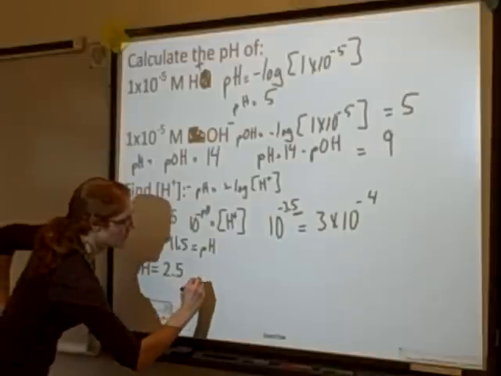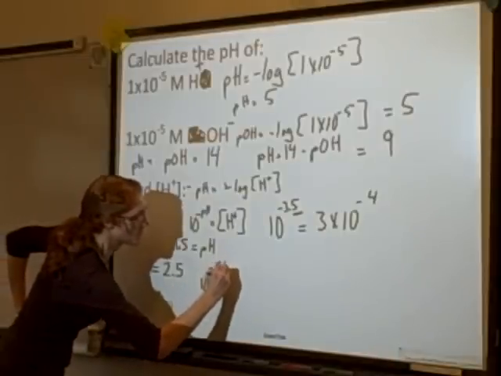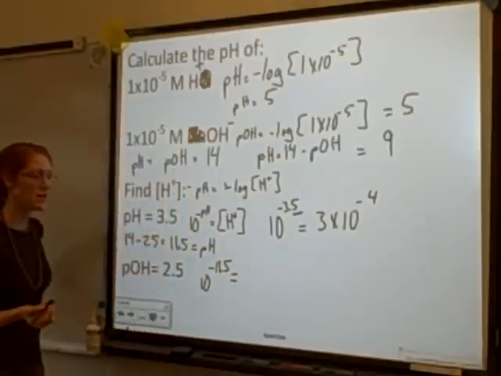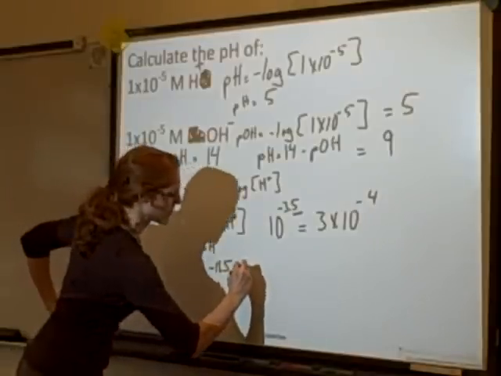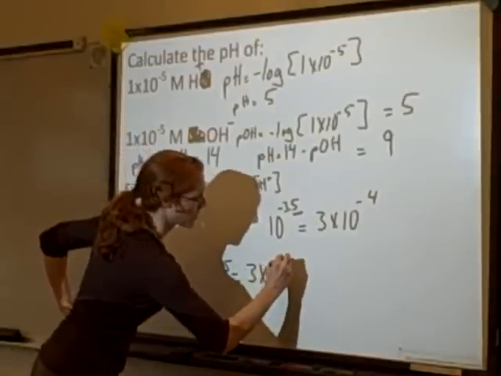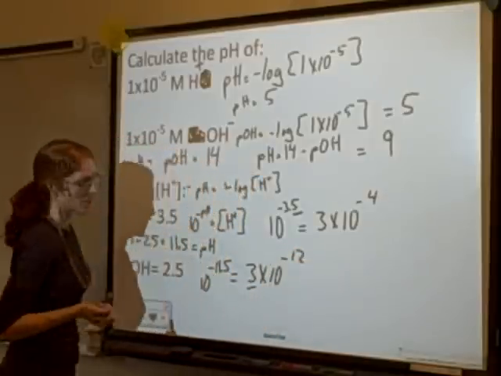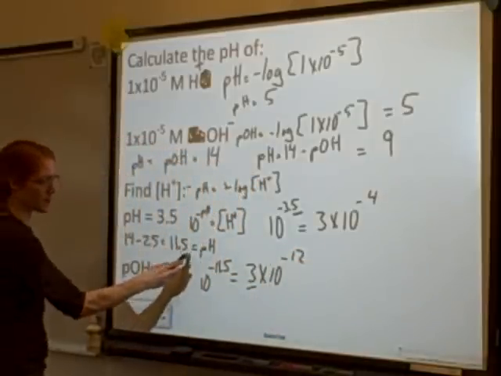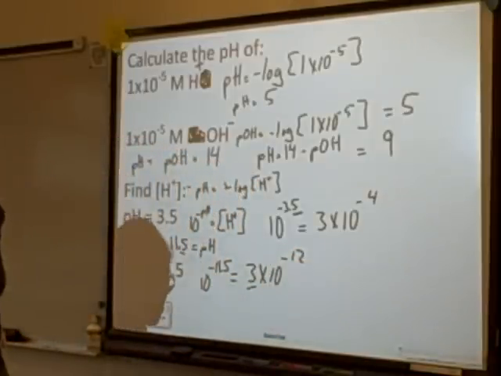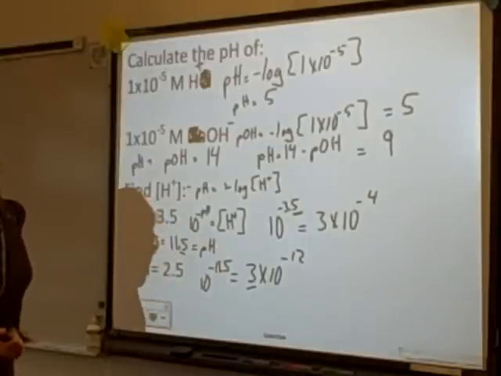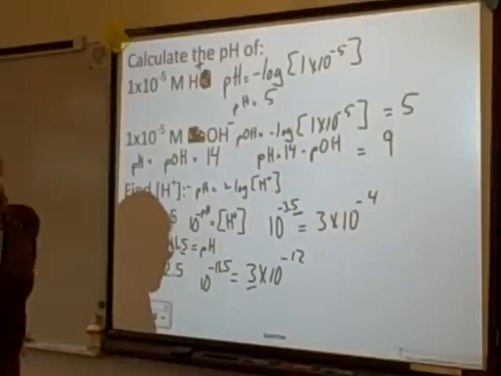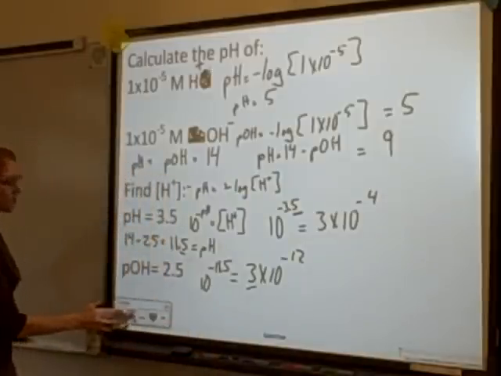So I'll go 10 to the negative 11.5. I'll plug that in, and I'll get that that one was 3 times 10 to the negative 12 when I rounded to 1 sig fig, because there's only one number after the decimal, so that has 1 sig fig. Okay. Let's look at a few more.